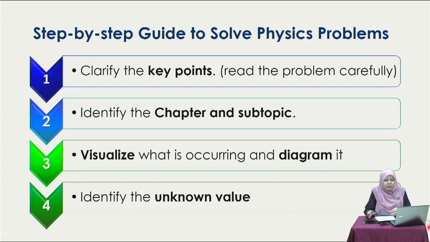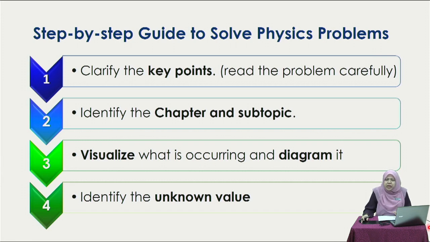Okay, we look at the slide. Look at step 1. It is to clarify the key points or the keywords, which means you need to read the problem carefully. Number 2, identify the chapter and subtopic. The next one, visualize what is occurring and diagram it. And then number 4, identify the unknown value.